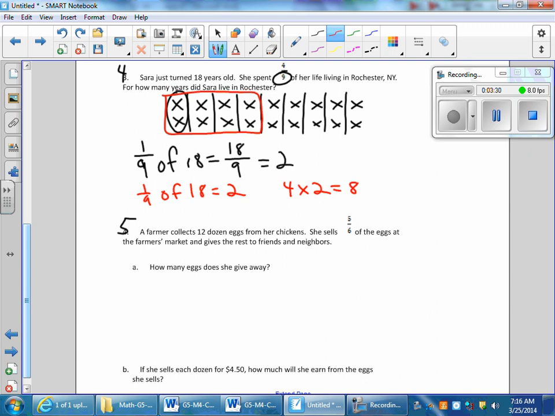So she spent 4/9 in Rochester. Just label this so I could see it more clearly. And she spent the rest of her time not in Rochester. So she spent 8 years of her life in Rochester.